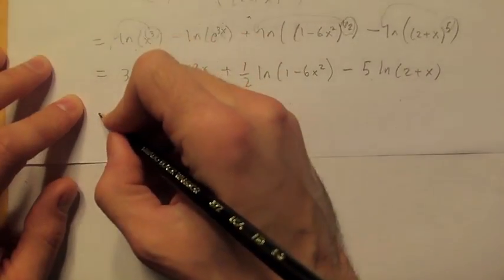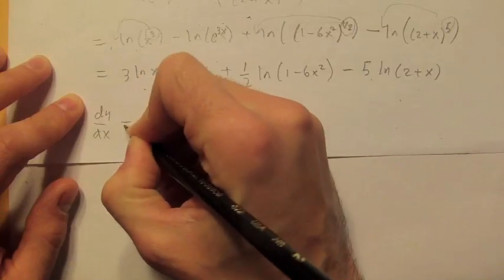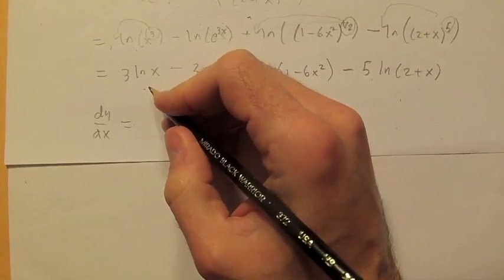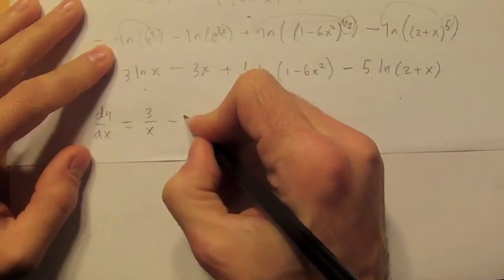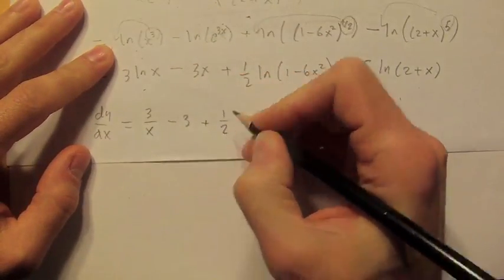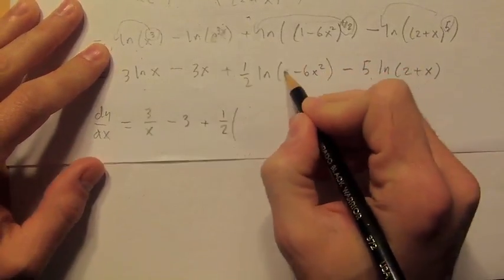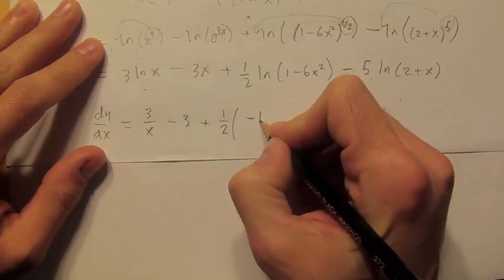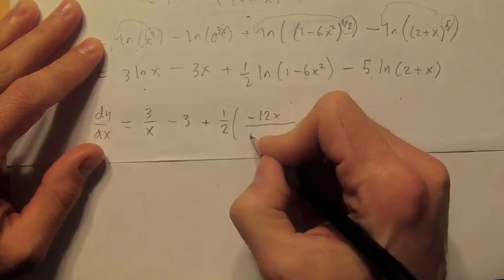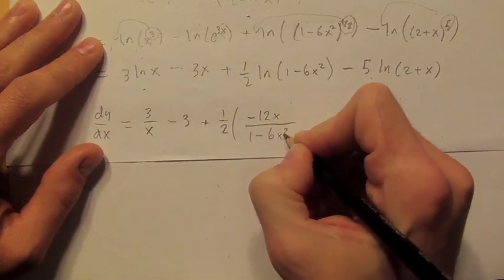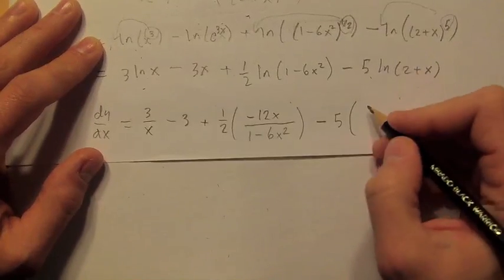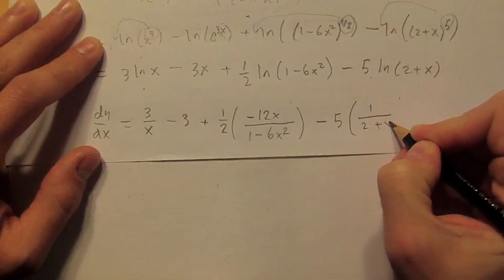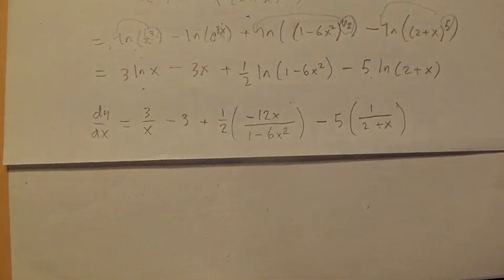So the derivative of 3 ln x is going to be 3 over x. Derivative of negative 3x is negative 3, plus 1/2 times the derivative of the stuff, which will be minus 12x over the stuff. Okay. Then minus 5 times the derivative of this stuff, which will be 1 over 2 plus x. Okay. And there we go, that's the derivative.